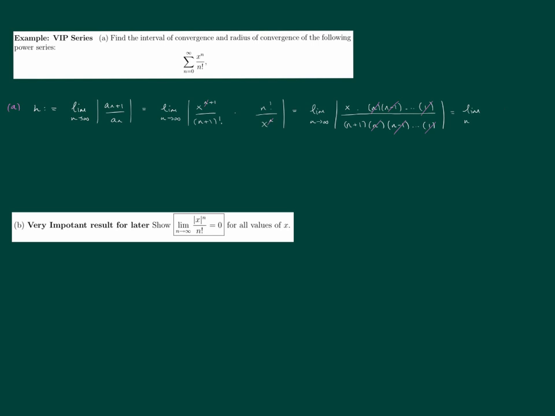So we get lim, n goes to infinity, x over n plus 1 in absolute values. Okay, but for any fixed x, this is equal to 0, which is always less than 1. This is for all x element of R. So no matter what x we plug in, we get by the ratio test that this series converges. So hence, R equals infinity, and the interval of convergence is the entire real line.